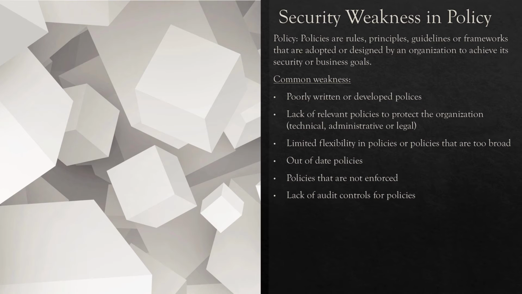Security weakness and policy. Policies are rules, principles, guidelines, and frameworks that are adopted or designed by an organization to achieve its security or business goals. Some of the common weaknesses that we'll find in policies are poorly written or underdeveloped policies, lack of relevant policies to protect the organization, such as technical, administrative, or legal, limited flexibility in policies or policies that are too broad, out-of-date policies, policies that are not enforced, or the lack of audit controls for policies.